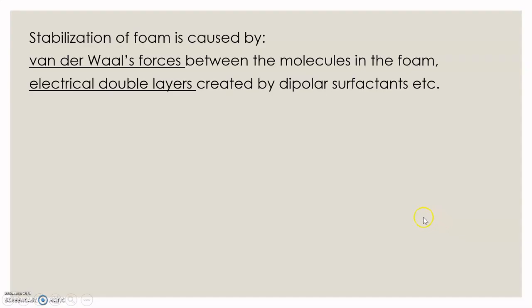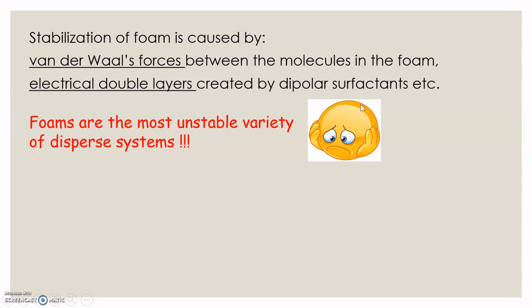The foam stability occurs due to two factors: van der Waals forces between the molecules in the foam, and also the electrical double layers created by the presence of surfactants. But foams are the most unstable variety of all the dispersed systems like emulsions, aerosols, etc.